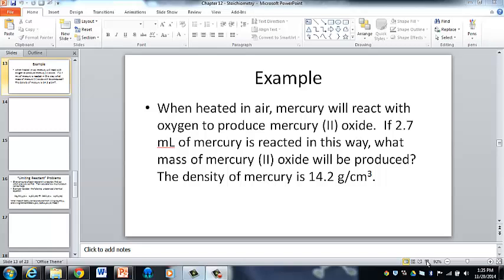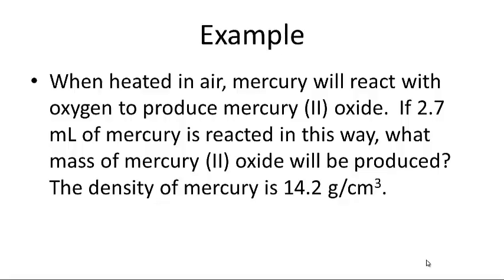All right, so third simple example of stoichiometry. We're told when heated in air, mercury will react with oxygen to produce mercury 2 oxide. And if 2.7 milliliters of mercury is reacting this way, what mass of mercury 2 oxide will be produced? So we want to identify our given quantity. What's the given quantity here? 2.7 milliliters of mercury is my given quantity.